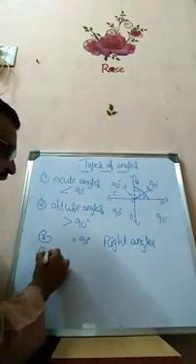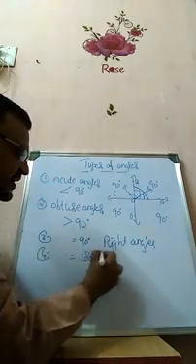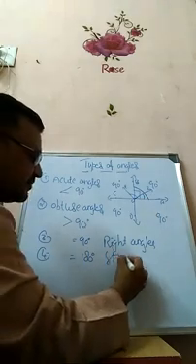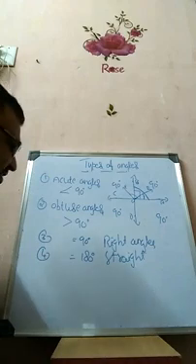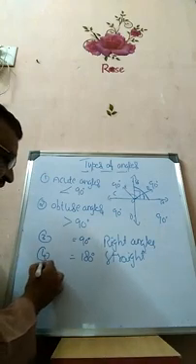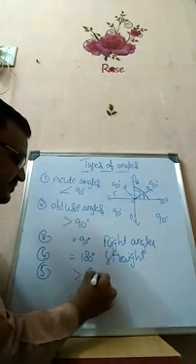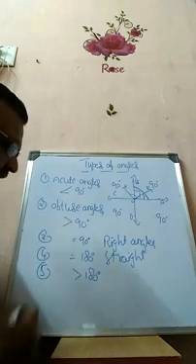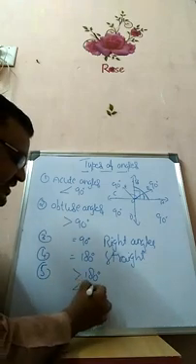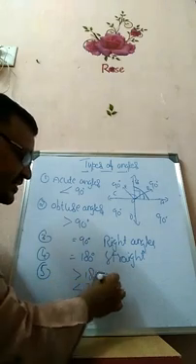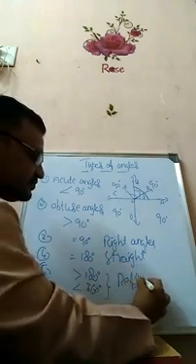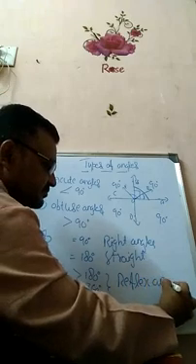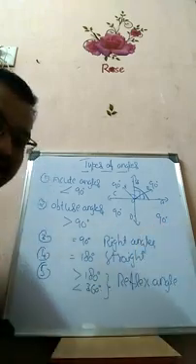Next, if the angle is equal to 180 degrees, then it is a straight angle. If the angle is greater than 180 degrees and less than 360 degrees, then it is called a reflex angle.